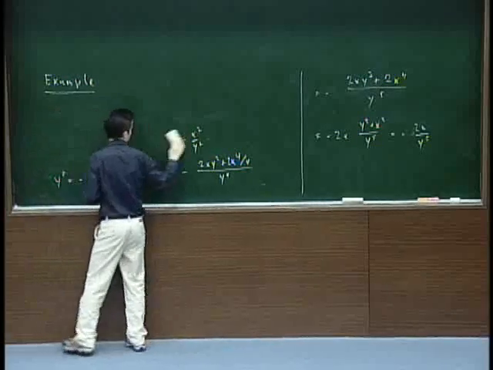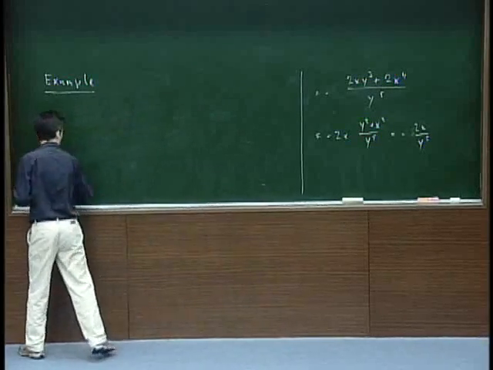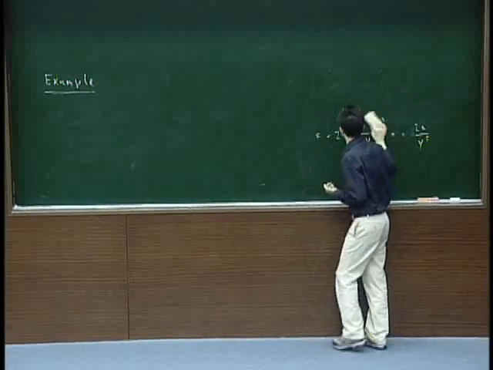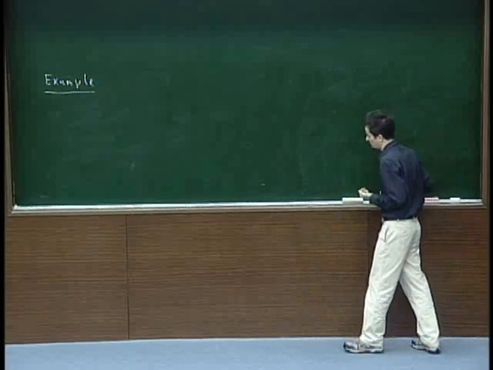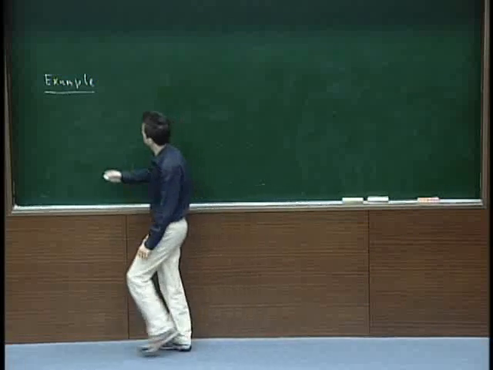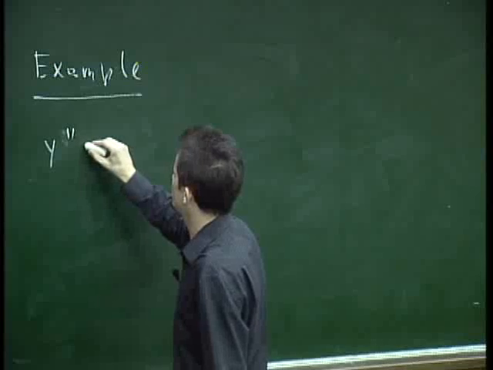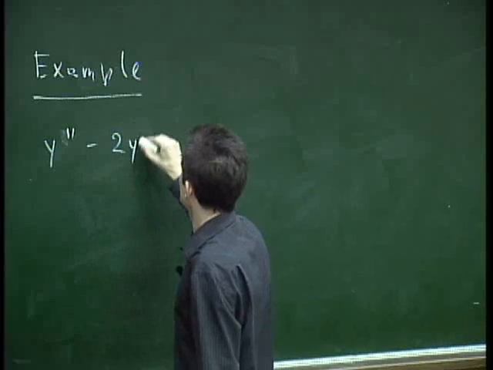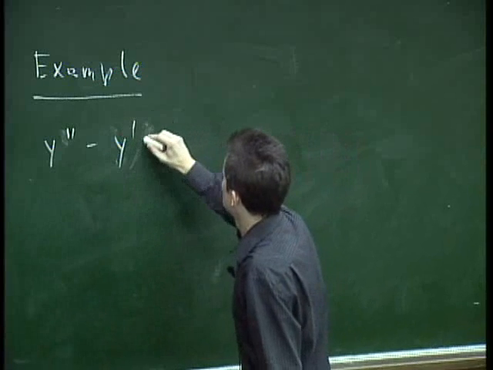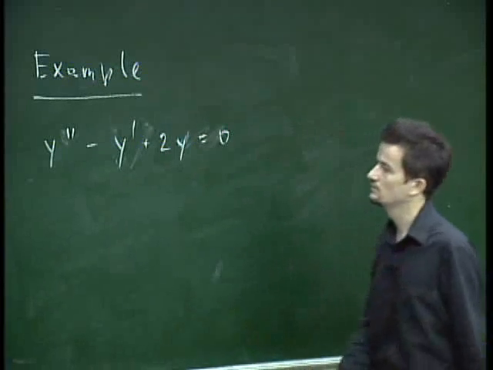Another example are so-called differential equations, which are important in physics. So a differential equation normally is just an equation which involves derivatives of an unknown function. So for instance, an easy example for a differential equation would be the second derivative of y minus 2 times the first derivative of y plus 2y is equal to 0.